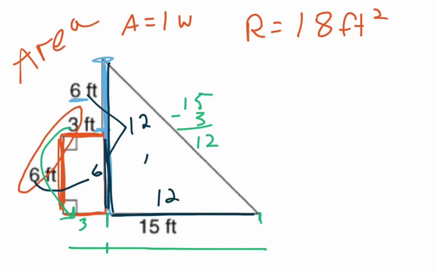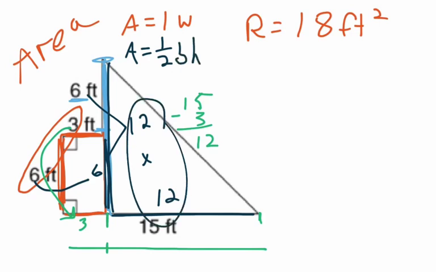To find the area of a triangle, it's 1/2 the base times the height. So you do 12 times 12 and then divide by 2. Or you could just take half of one of these 12, which is 6, and do 12 times 6. Either one would work. The triangle area is going to be 72. 12 times 12 is 144, divided by 2 is 72 feet squared.